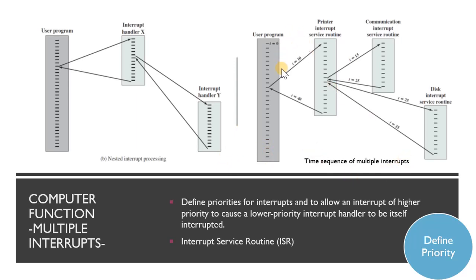This can be reflected in the time sequence of multiple interrupts. So in the user program at time 10, it calls the printer interrupt service routine. While the printer does the execution, at time 15 it requests another interrupt handler, which is the communication interrupt service routine. And the communication interrupt service routine executes the interruption until it completes at time 25, and it passes back to the printer interrupt service routine.